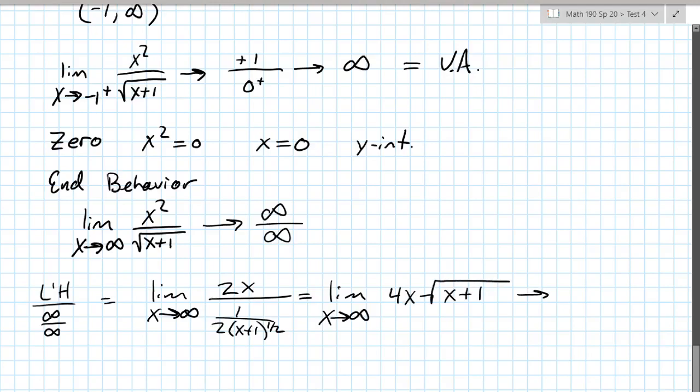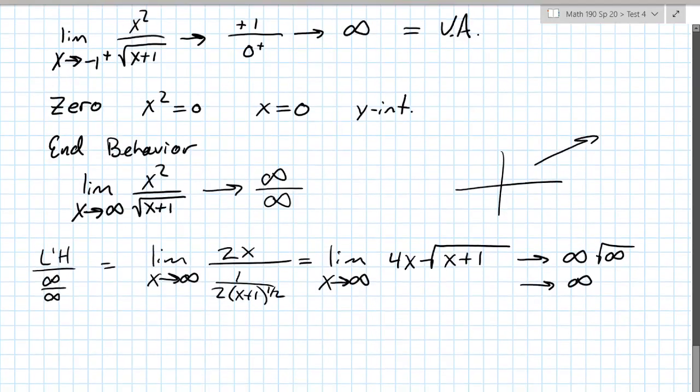Now, as x approaches infinity, you have infinity times the square root of infinity, but that is not an indeterminate form. A large number times a large number is still a very large number. So as x gets large, the y also gets large. So if you're keeping track, the end behavior is going to be something like that.